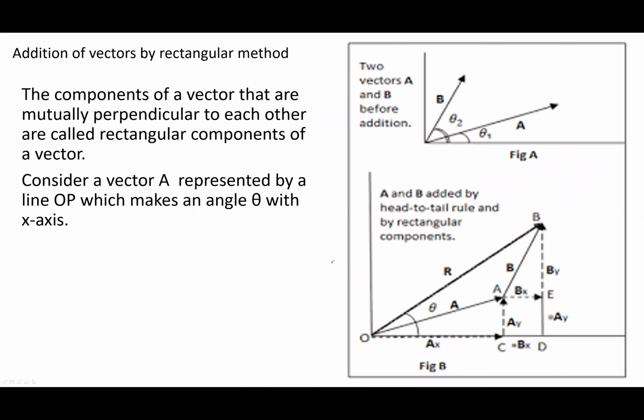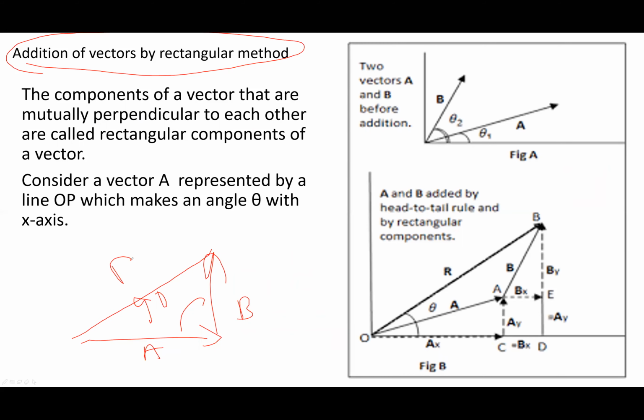So now we will start a new topic, addition of vectors by rectangular components. The components of a vector that are mutually perpendicular to each other are called rectangular components of a vector. When two vectors, this is vector A and this is vector B, are the components of vector R, then these are called the rectangular components of the resultant vector because they make an angle of 90 degrees with each other.